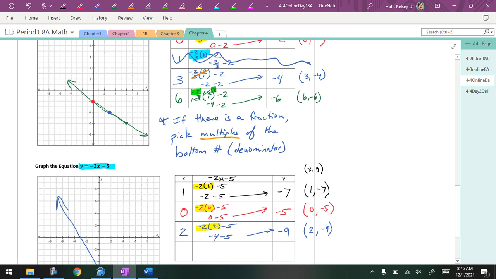Paper on the back desk with the grids. The rest of the hour is yours to work.